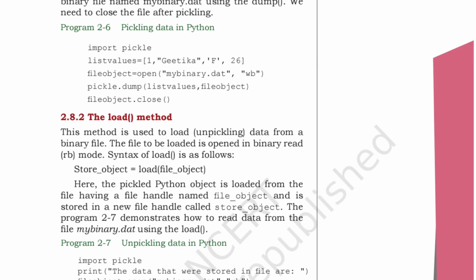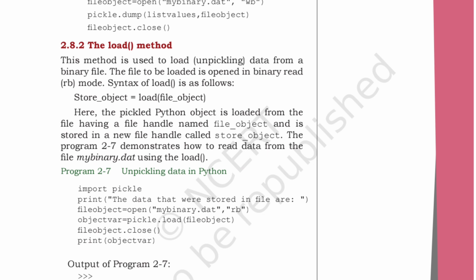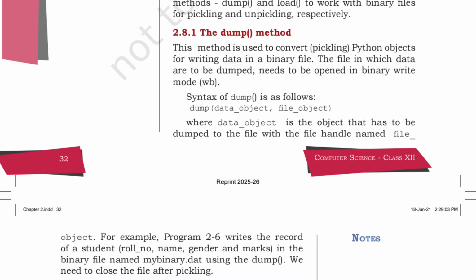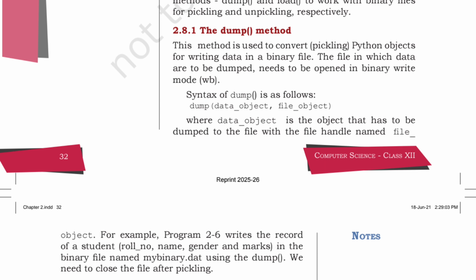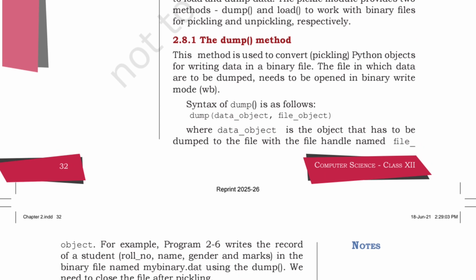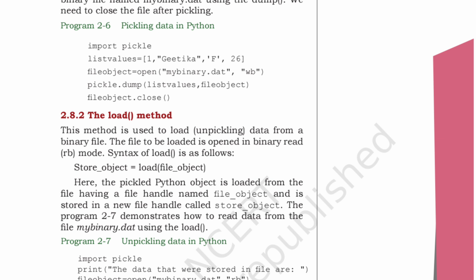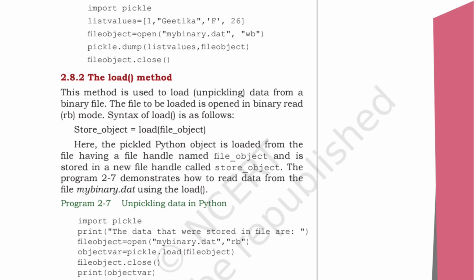Okay, then the load method. Load method is what? Load method is used to load, that is unpickle, data from the binary format. We are using the dump method for converting, pickling the object to a binary string, and we are using load to unpickle data from the binary file. Okay, we open the file in rb, that is read binary mode. Over there it is write binary and here it is read binary.